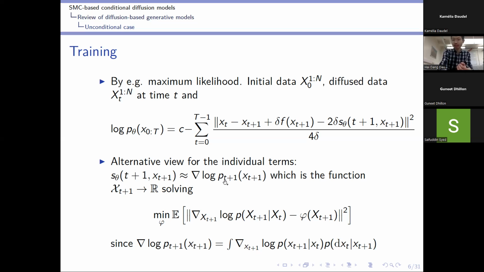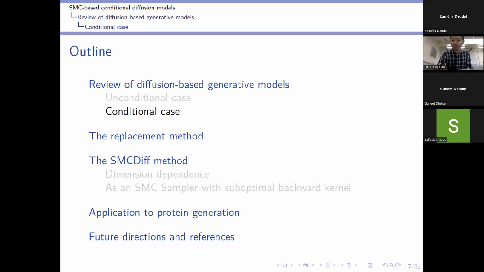You're trying to estimate the gradient, which is the best function that minimizes this expectation. So it's the best representation of the log gradient of p(xt+1 given xt) as a function of xt+1. We have this because of the Fisher identity that I show here, which allows you to express the log gradient of pt+1. In some ways, it's a kind of marginalization formula for xt+1 with respect to xt. All right. So now we look at the conditional case.